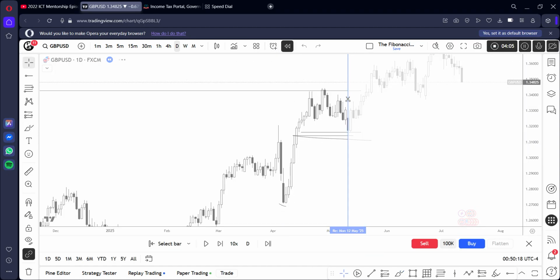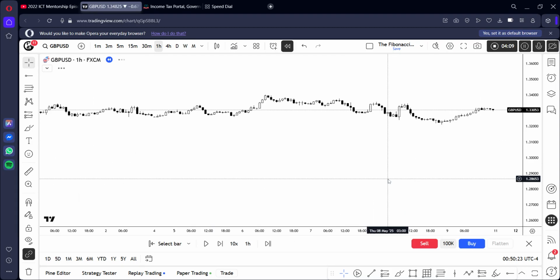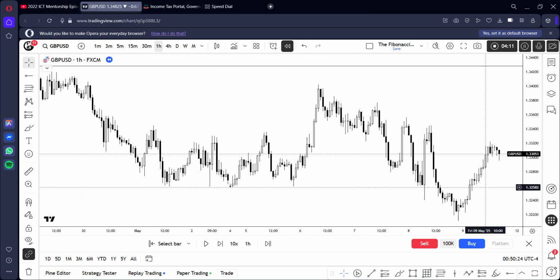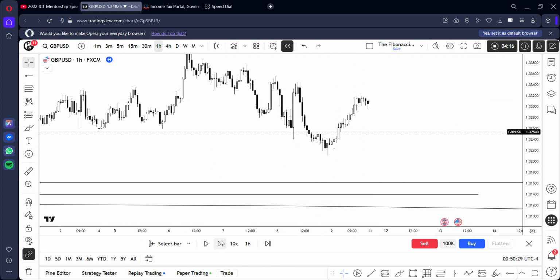We'll just use the replay chart for the better instances, and we are in the daily time frame, and we will go to the 1 hour time frame for the time frame alignment. Our range liquidity is right over here. I will wait for price to go up to that area. Okay, here's a new day opening. There's a gap between the price and now price is going lower.